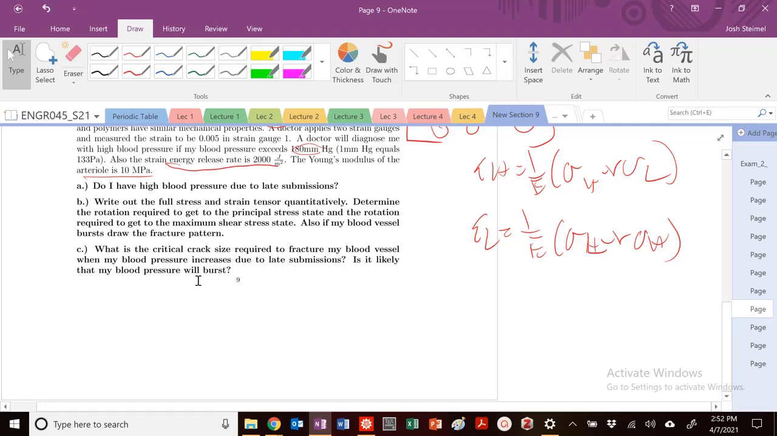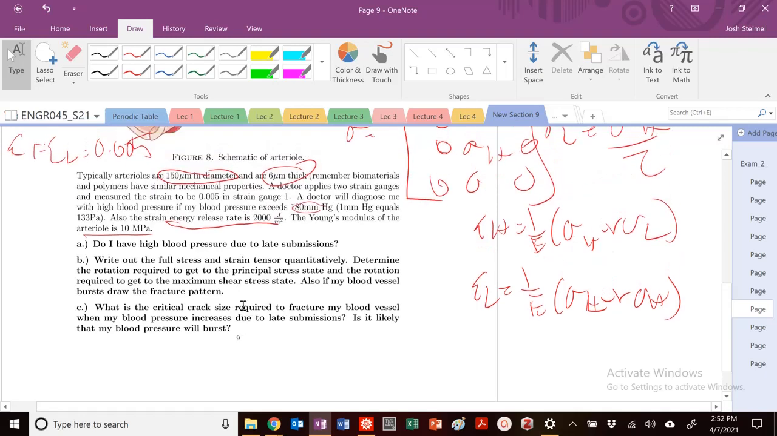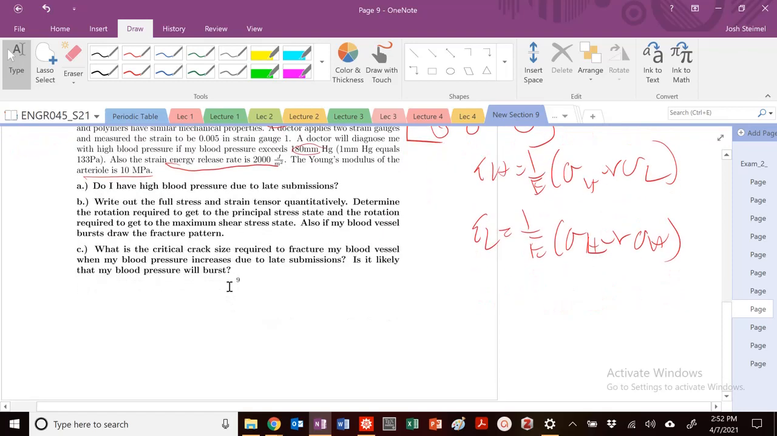Is it likely that my blood pressure will burst? So burst the material. So let's see what's going on here. So we have a stress. So our stress to burst is sigma H. So that's essentially, we're kind of testing, is sigma H large enough? What's our critical crack size? So we have our sigma H, and we're also given this strain energy release rate.